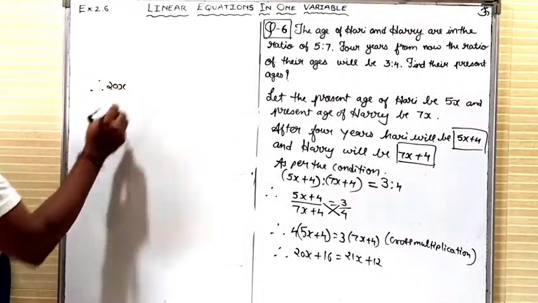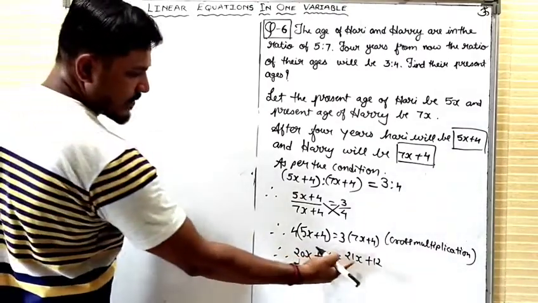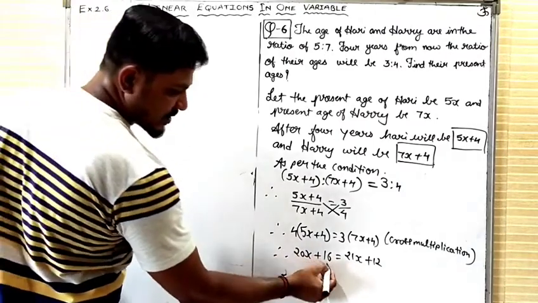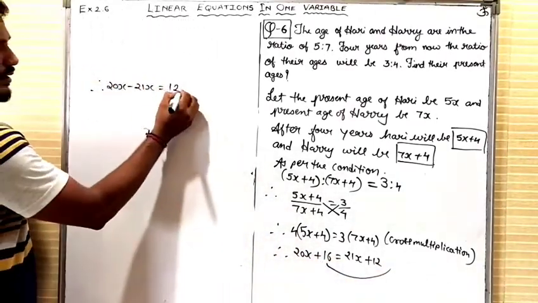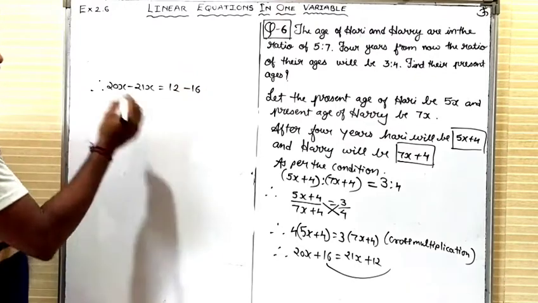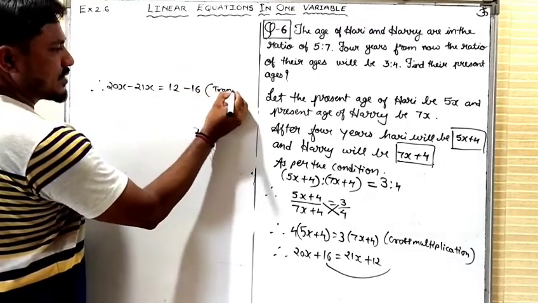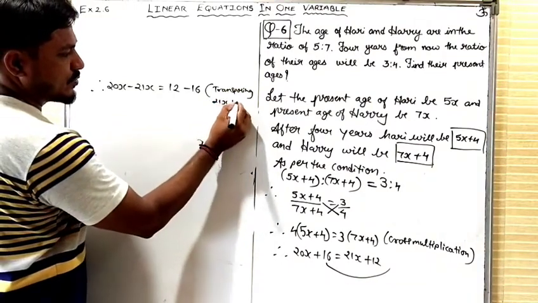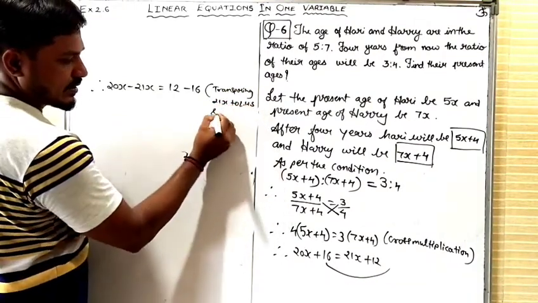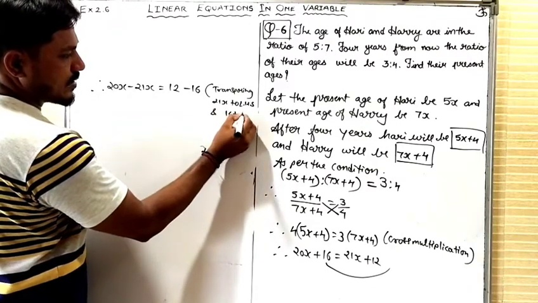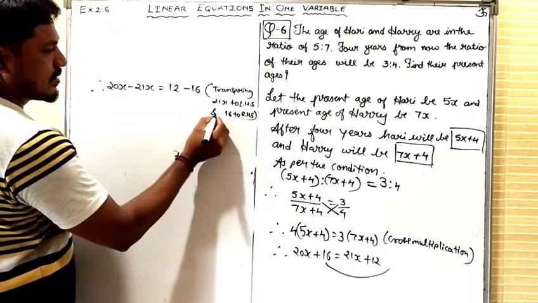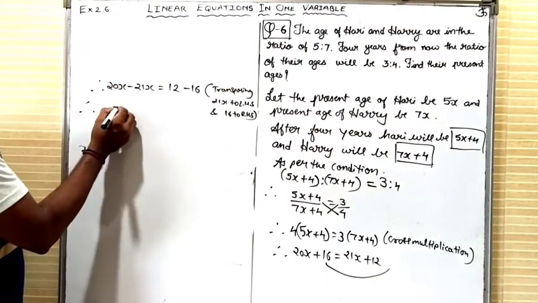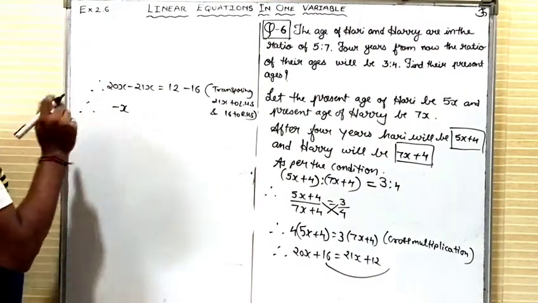Now 20x, try to transpose this 21x toward your left, and this 16 toward your right, that is positive will become negative. Now write down over here: transposing 21x to LHS and 16 to RHS. By doing such, 20 minus 21 gives negative 1x, 1 has no value, so write down only negative x.